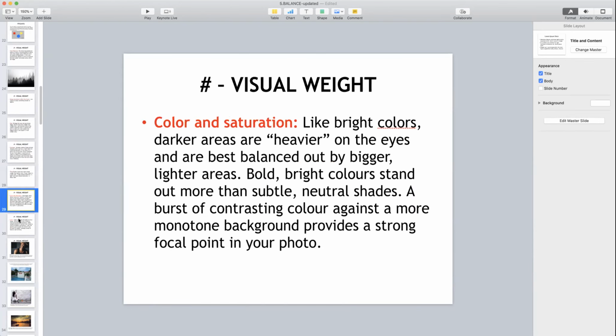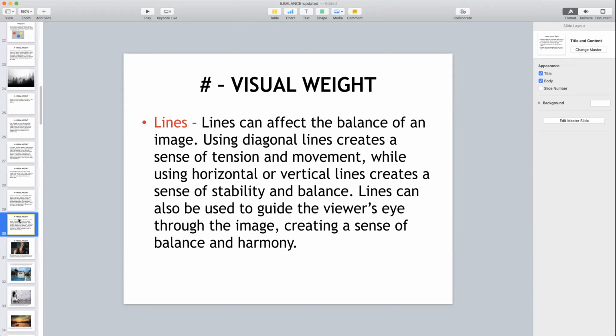That was color and saturation that we were talking about. Then there are lines. The image for this is not here, but we have already discussed this yesterday when we were talking about the rule of thirds, leading lines, pattern of lines, zigzag lines. So it also carries a visual weight.